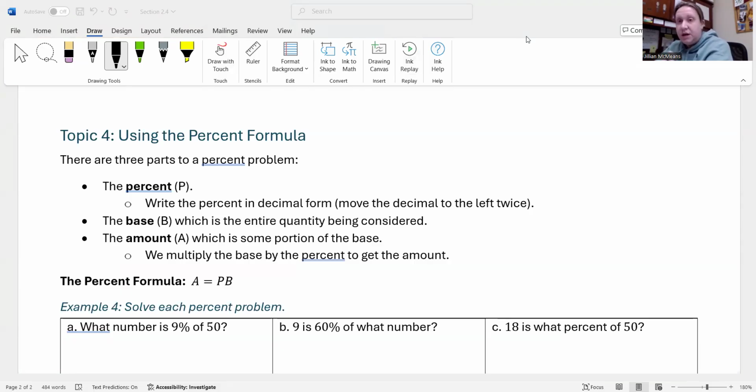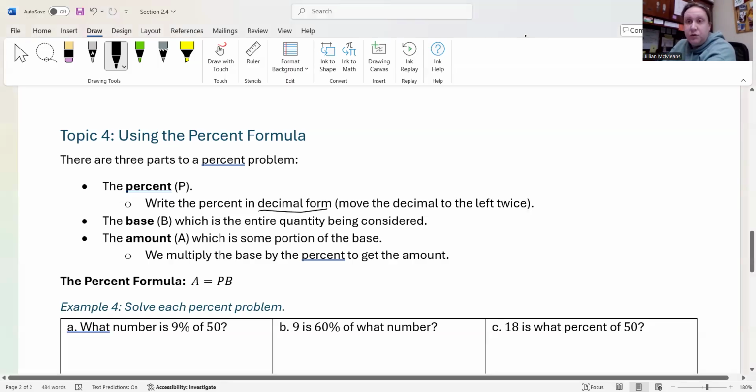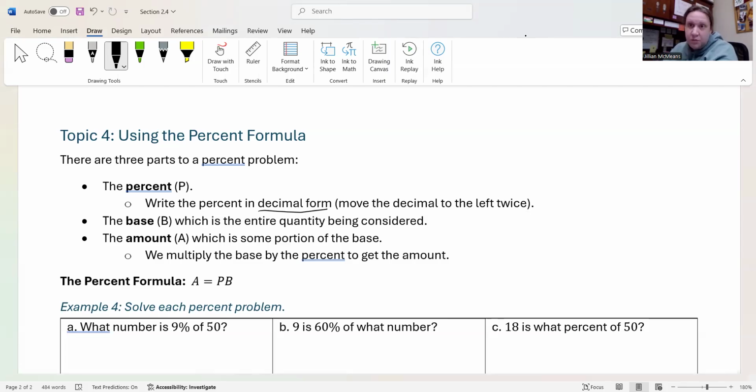So what we need to know is there are three parts to all percent problems. There's the percent, the base, and the amount. And I'll refer to them for the next little bit as P for percent, B for base, A for amount, okay? So the percent, we write the percent in decimal form. To do this, we move the decimal to the left twice, okay? So you're going to be given the percent just in regular percent form. You do want to use it in decimal form in math.